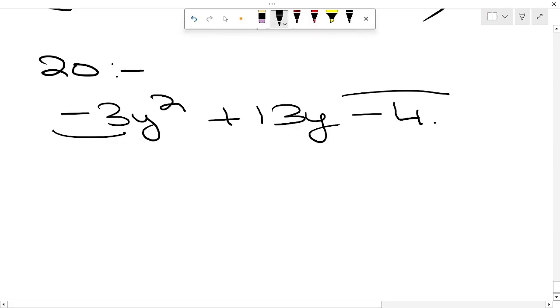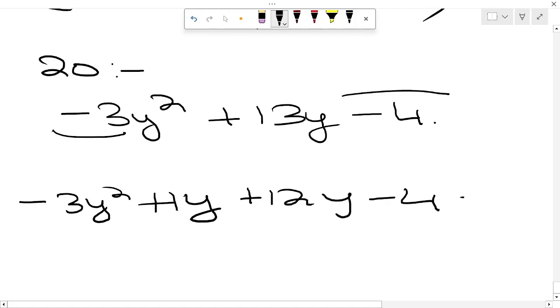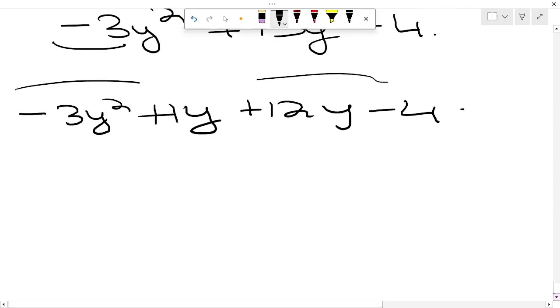So let's write that real quick. I'll write negative 3y square plus y, because 1y and y is just the same, and then 12y, and minus 4. So we have four terms right now, and two pairs are made. What is the common value between negative 3y square and 1y? It's only y. So we'll write y bracket, and inside we will write negative 3y, because y square divided by y leaves y, plus 1. So this is my first factor.